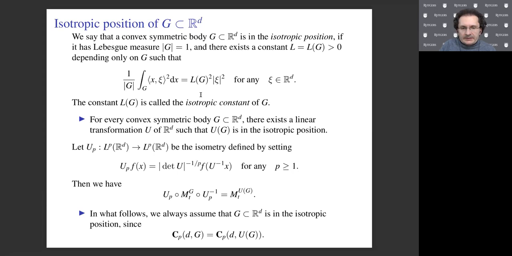Now if we define the isometry on L^p in this way, and we conjugate our Hardy-Littlewood operator, then we see that the conjugation of the Hardy-Littlewood operator is the Hardy-Littlewood operator at UG, and now UG is in the isotropic position. So this identity shows that we can always assume that our symmetric body is in the isotropic position. This identity also shows that the best constants in the maximal inequality corresponding to these two operators are the same. So from now on, we can assume that our convex symmetric body is in the isotropic position. This will be very important.